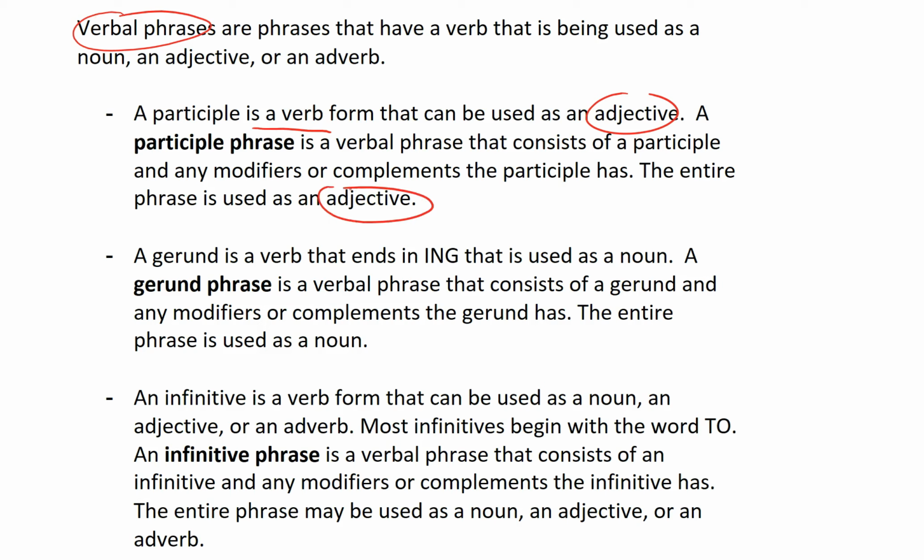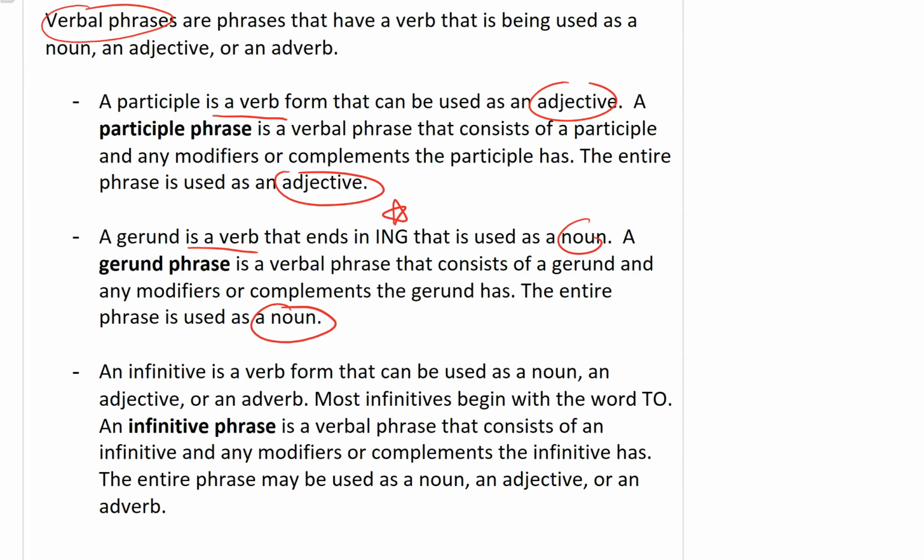A gerund is a verb that ends in ing that is used as a noun. So again, it is a verb, but now it's being used as a noun. And there's this neat little trick here. Gerunds always end in ing. They're easier to find. Therefore, a gerund phrase is a verbal phrase that consists of a gerund and any modifiers or complements the gerund has. The entire phrase, again, is used as a noun. It's a verb that acts like a noun.